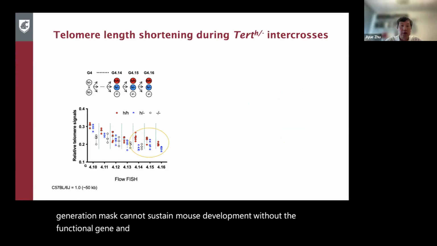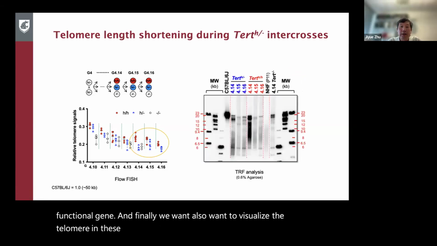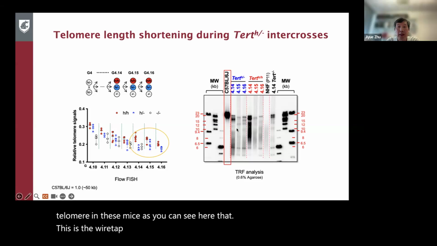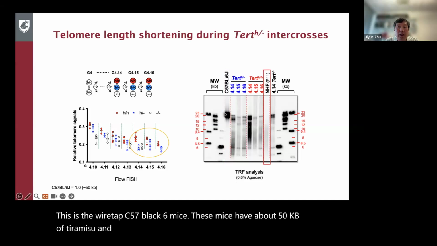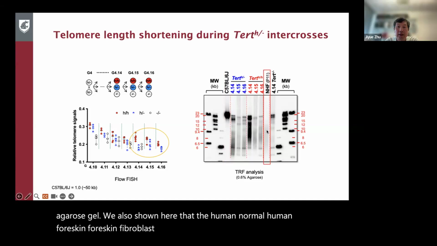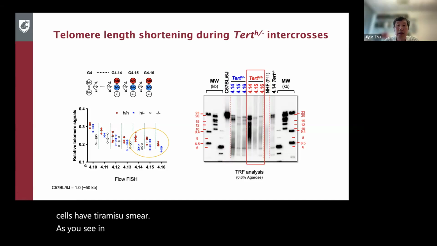And finally, we also want to visualize the telomere in these mice. As you can see here, this is the wild type C57 black 6 mice. These mice have about 50 kb of telomere, and these long telomere cannot be resolved in this 0.6% agarose gel. We also show here the normal human foreskin fibroblast cell at passage 11, and these cells have a telomere smear, as you see in many other human cells.